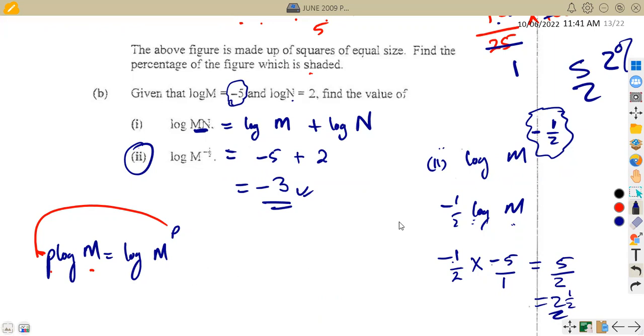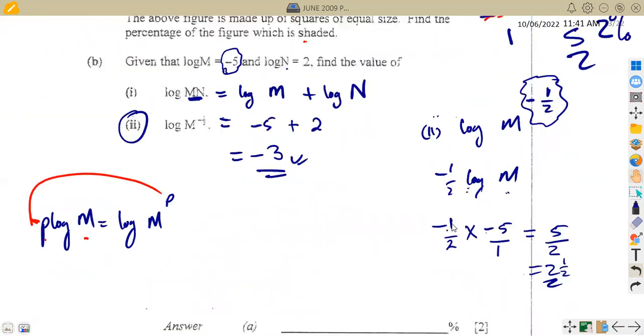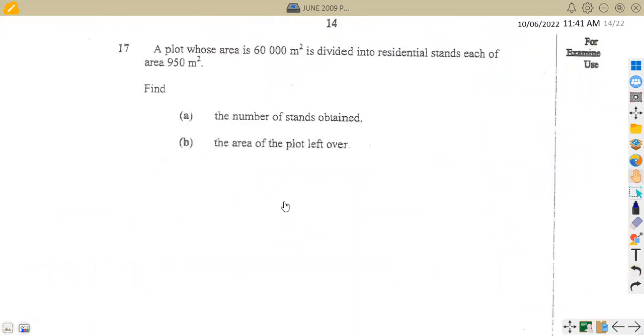All right, so let's see the other part here, what we are given. Okay, I think that's it. Let's cross-check the other part. Number 17, a plot whose area is 60,000 square meters is divided into residential stands, each of 950 square meters. So the question is, find the number of stands obtained. So you just have to divide, guys. 60,000 divided by 950.